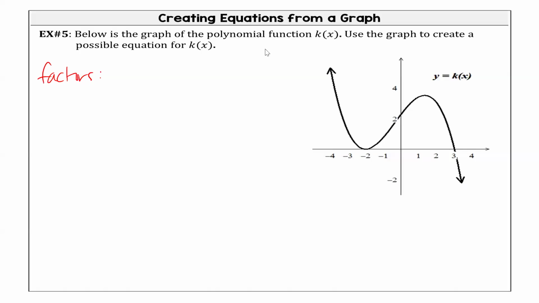It says below is a graph of the polynomial function k of x. Use the graph to create a possible equation for k of x. So the first thing we have to do is identify our factors from our zeros, correct? At -2, it's touching, so it's a multiplicity of 2. At 3, it's going to be 1, because it's crossing. It's a regular old boring factor.